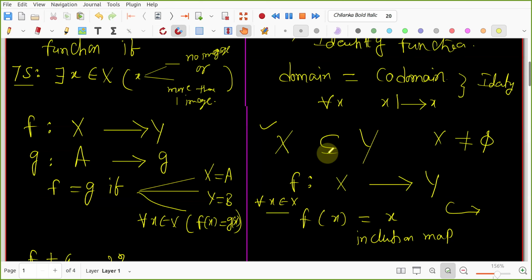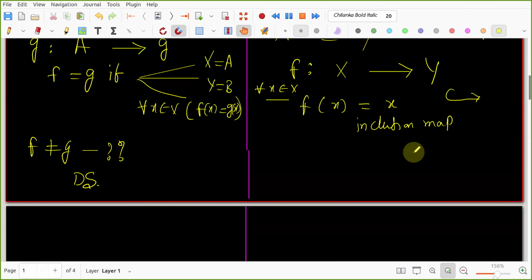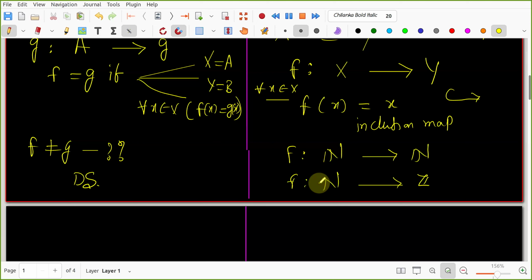Otherwise, I will ask one question here to you. f is a map from natural numbers to natural numbers, right? And f is a map from natural numbers to integers. So can you give one map? There are many maps. Can you give me one? Identity, right? Yeah, f(x) equals x.